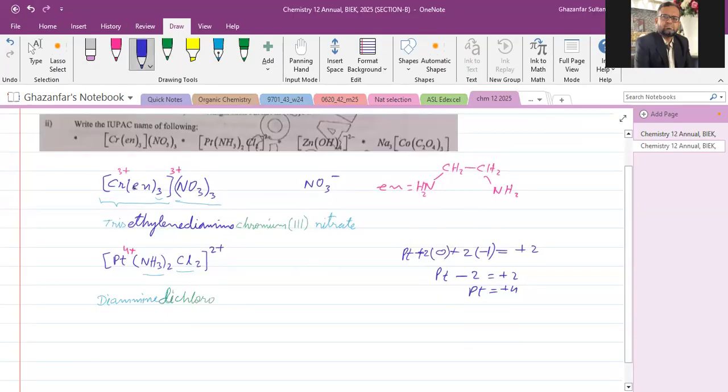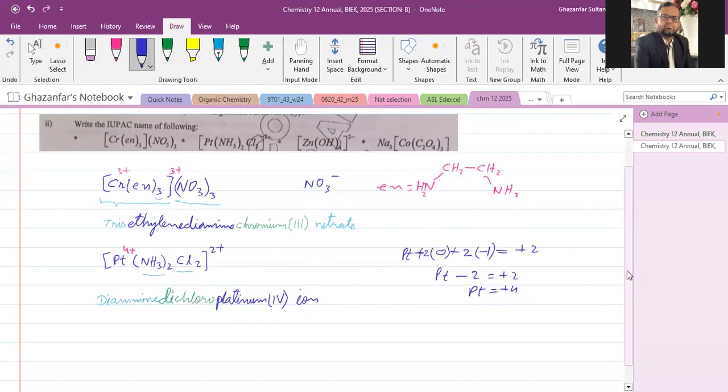Dichloro, and again, no gap. Now we'll write the name of the transition element as it is because it is the positive ligand, platinum. Its oxidation number is 4. We have written this. And then we write with a space ion. So the name of this complex is diamine dichloroplatinum 4 ion.